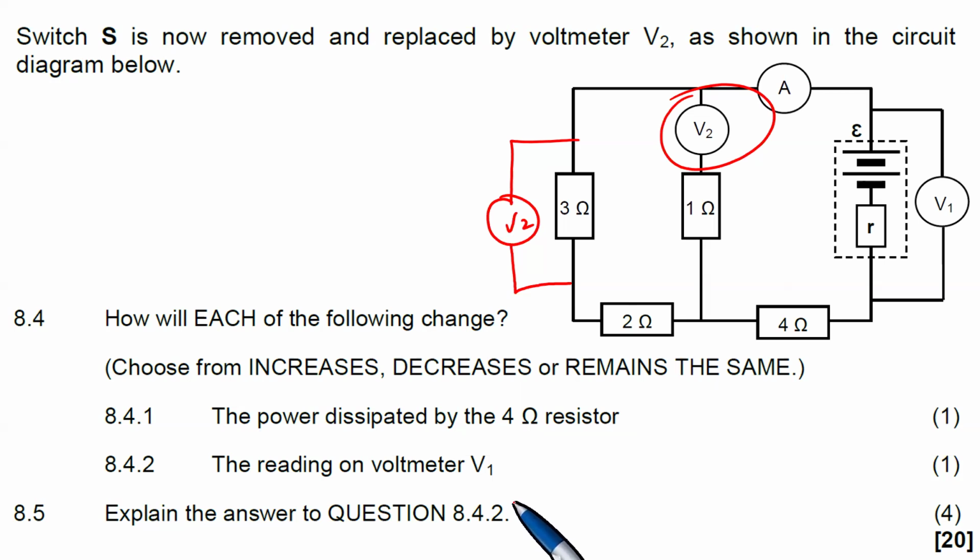Check this out. The power dissipated by the 4 ohm resistor. How will the power dissipated change? Think about it. The power dissipated by the 4 ohm resistor, how is it going to change?